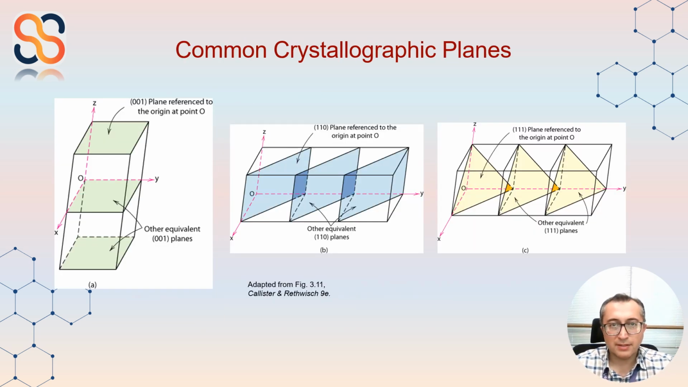Well, let's explore common crystallographic planes. So, imagine a 3D diagram to help picture these planes. The (0 0 1) plane intersects the z-axis and stays parallel to the x and y axis. Think of it as a flat sheet slicing through the z-axis. The (1 1 0) plane intersects both the x and y axis but stays parallel to the z-axis, forming a vertical slice along x and y. And the (1 1 1) plane intersects all three axes x, y, and z at equal distances, giving a diagonal slice through the whole unit cell.